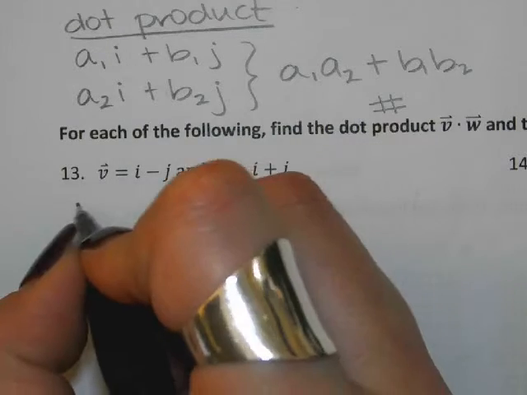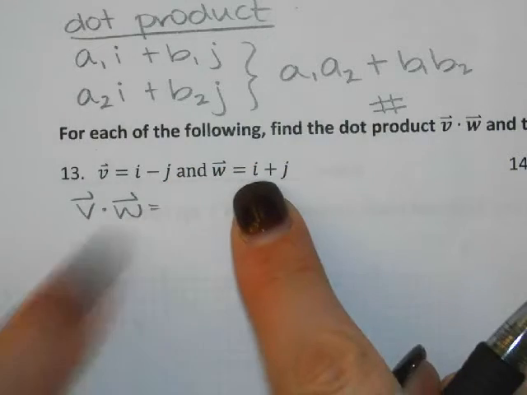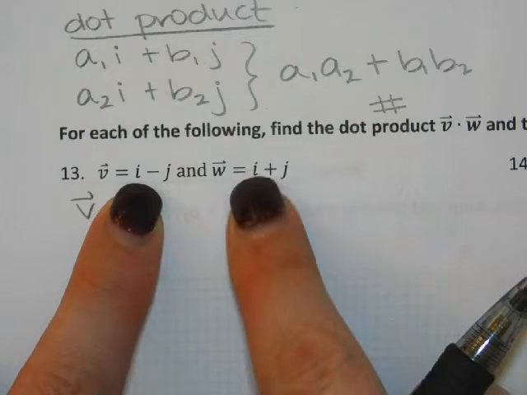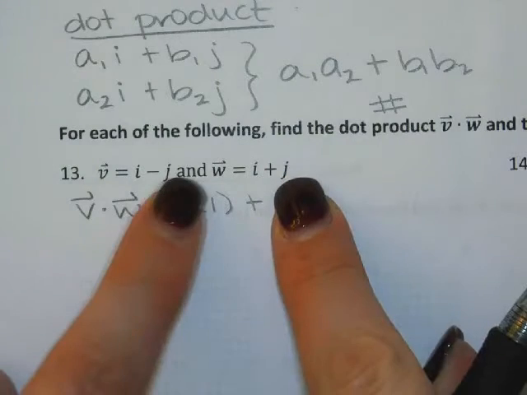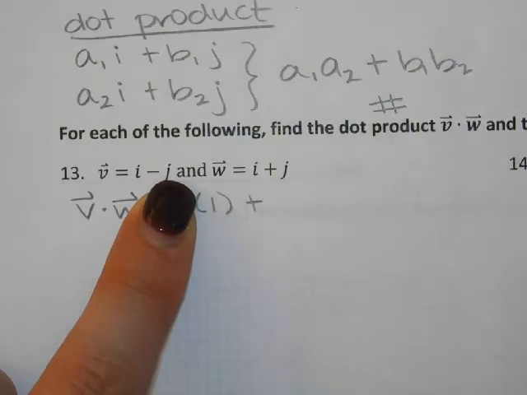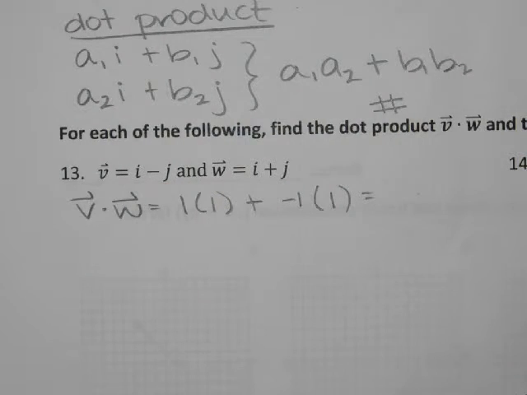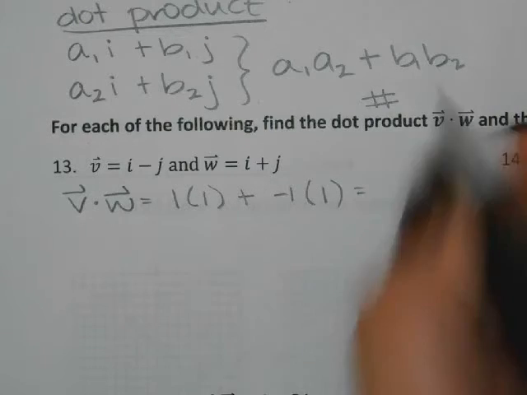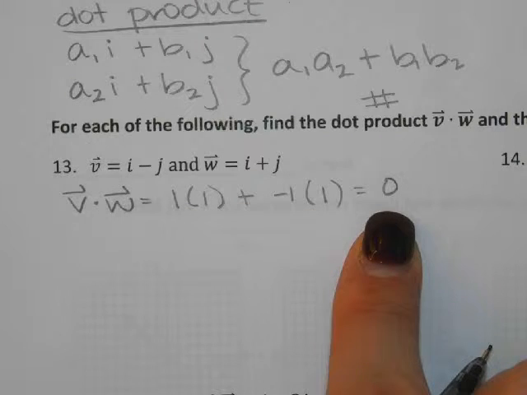So let's go ahead and do a few of those. For this one, we're going to say V dot W is, the horizontal component for each of these is a 1. So 1 times 1 plus the vertical components would be -1 times +1. So what would that give us as a dot product? 0, yeah. So it'd be +1 plus -1 equals 0.